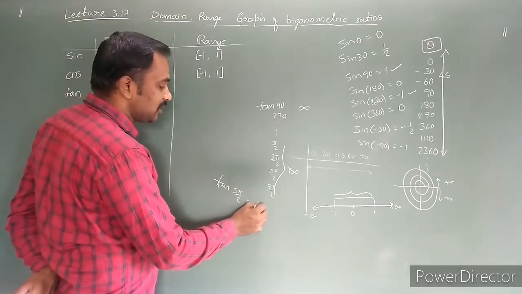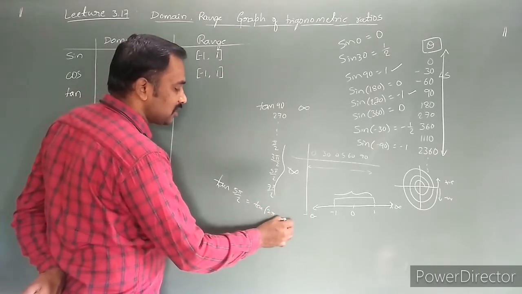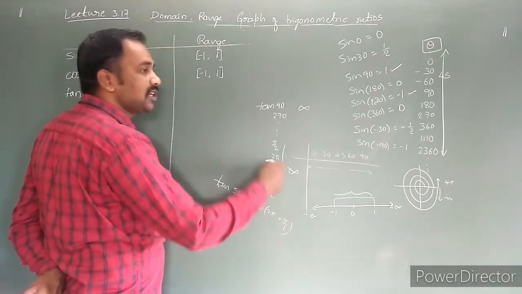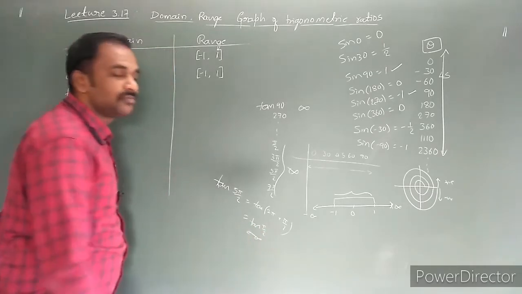Split it. How to split it? Tan of 2 pi plus pi by 2, since 2 twos are 4. 2 pi is nothing but 360, so tan of 2 pi plus theta, first quadrant, is tan of theta, that is, tan of pi by 2. What is the value? Infinity.